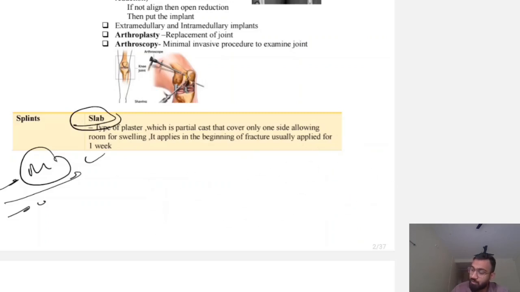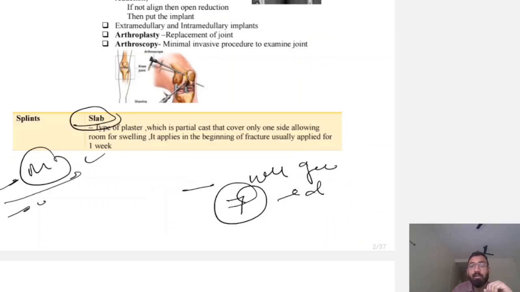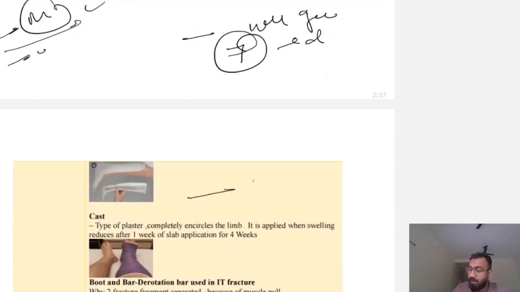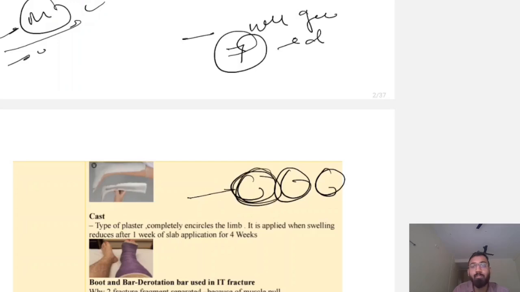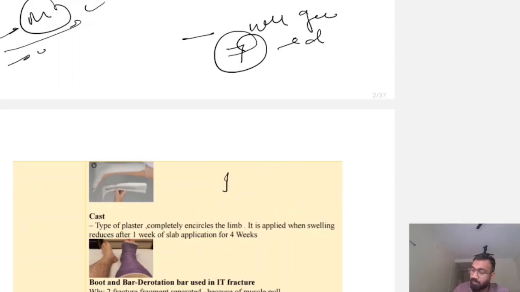Now what is a cast? We have applied a slab. It is a partial kind and we have given room for swelling. Now after 7 days, the swelling has subsided. So we will apply an encircling cast which covers the entire circumference of the forearm for a radius ulnar fracture. So the cast is applied after 1 week.